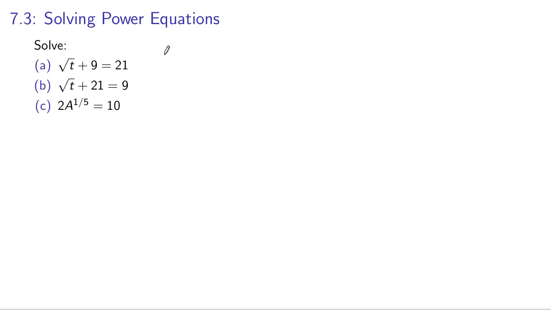Now let's solve some power equations with fractional powers. The square root of t plus 9 is 21. So subtracting 9, I have 21 minus 9 is 12. And then squaring both sides, I have t is 144. But as I pointed out in the previous slide, squaring both sides might cause us to get an extra solution, an extraneous solution. That's not an actual solution.